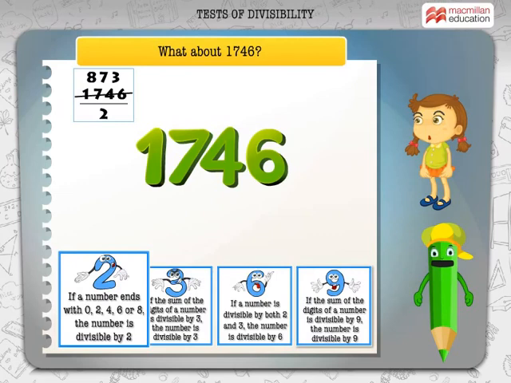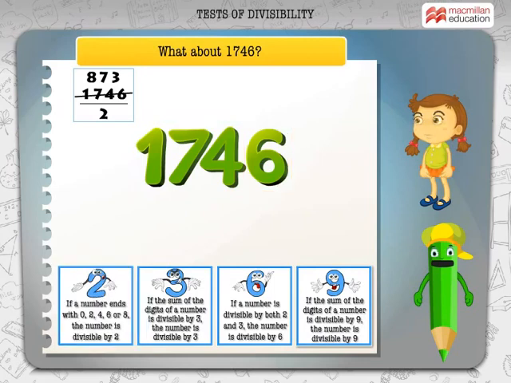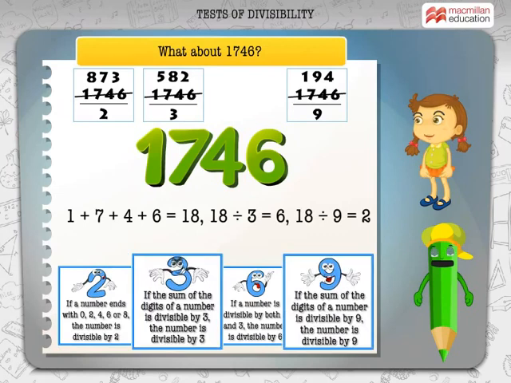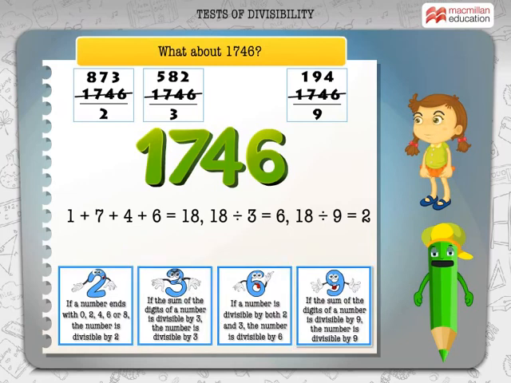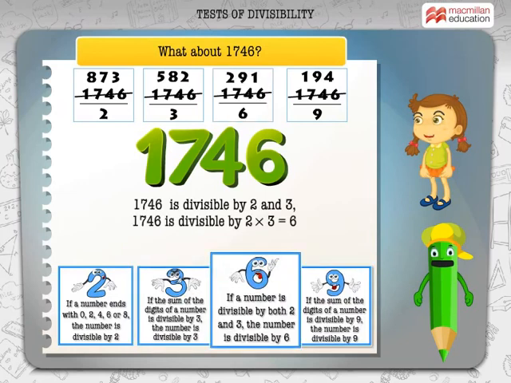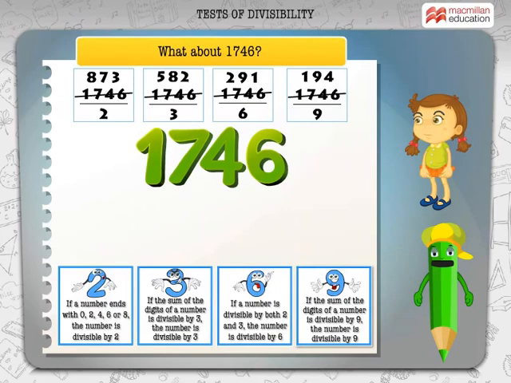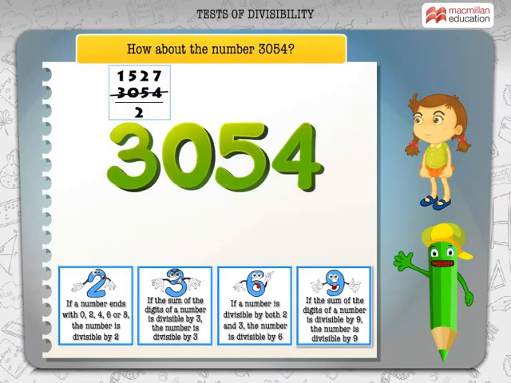Okay. The divisibility rule for 2 is that the last digit should be 0, 2, 4, 6 or 8 and 1746 ends with 6. So it is divisible by 2. Now 1 plus 7 plus 4 plus 6 is equal to 18 and 18 is divisible by both 3 and 9. So 1746 is divisible by both 3 and 9. Since the number is divisible by both 2 and 3, it will be divisible by 6 as well. Did I get it right? Perfect. Just for some practice, how about the number 3054?